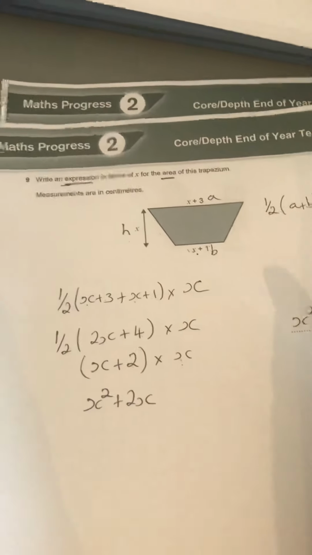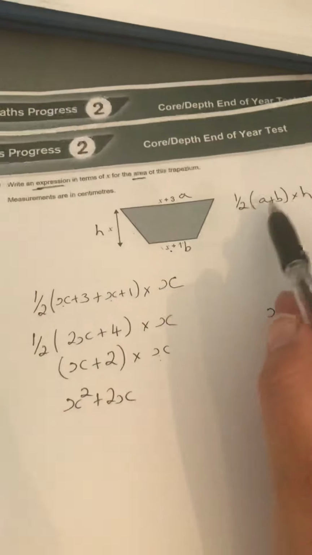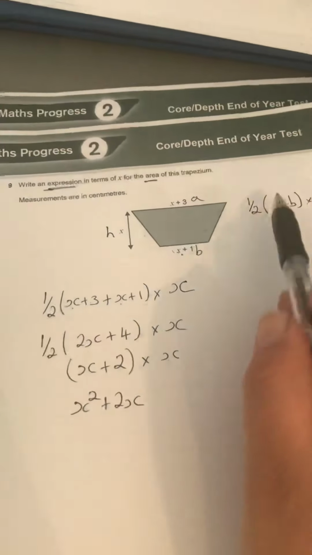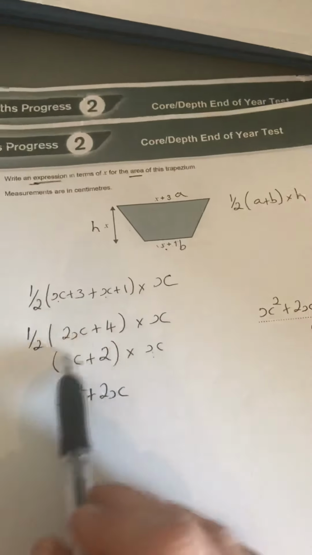That is worth 2 marks. As long as you tried to use the formula for the trapezium, you got the first mark. The second mark is then for simplifying it correctly. I will continue question 10 on the next video.